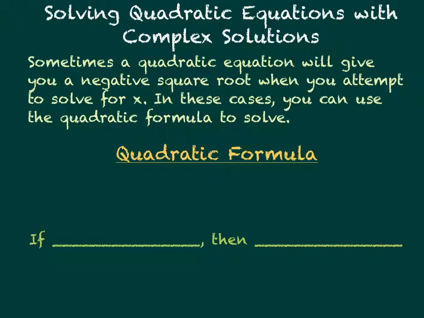Solving quadratic equations with complex solutions. Sometimes a quadratic equation will give you a negative square root when you are attempting to solve for x. In these cases, you can use the quadratic formula to solve. So, what is the quadratic formula?